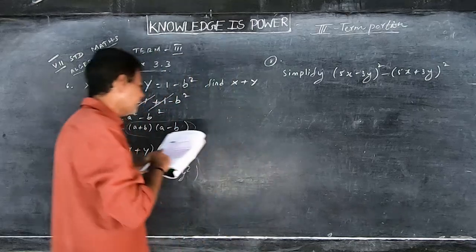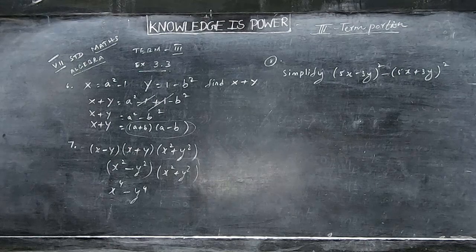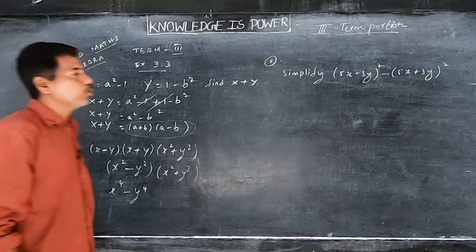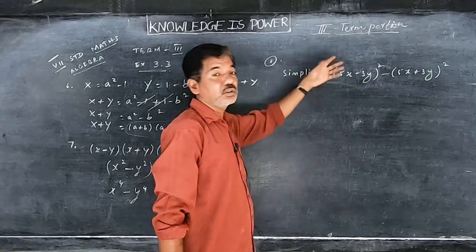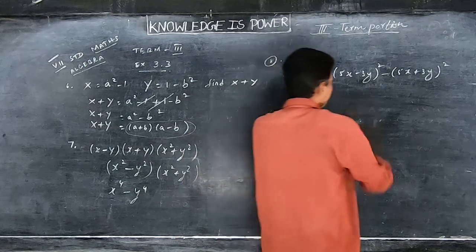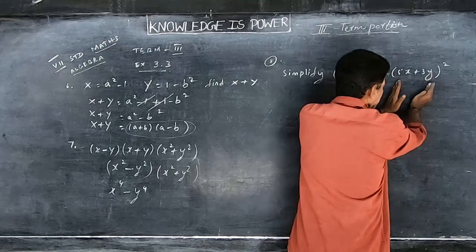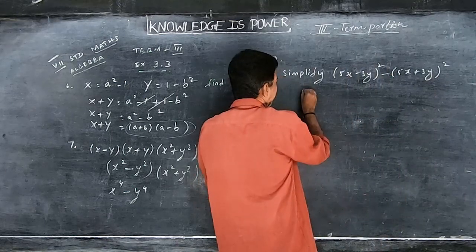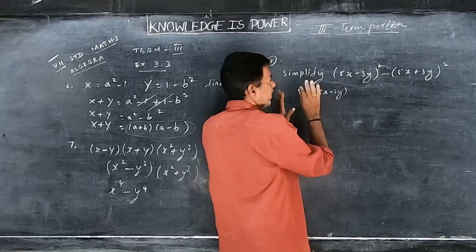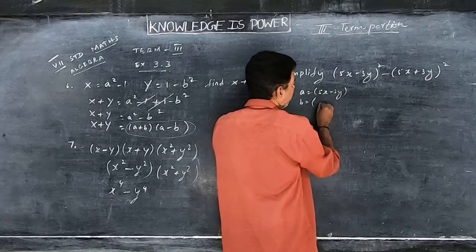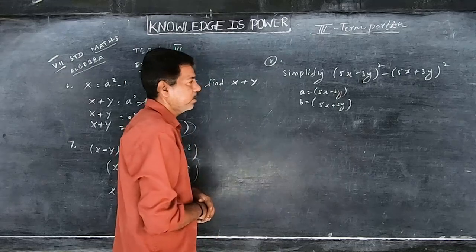This is also possible by the earlier method. What we did in question number 4, the same model you have to proceed with. Think of this as A and this as B. A is 5x minus 3y. Think this is A. And what is B? 5x plus 3y.